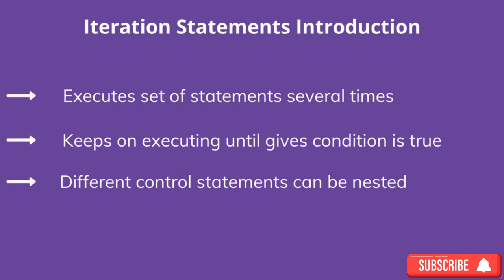So the condition is like the value of i, or whichever variable I am using, should be less than or equal to 100. As soon as the value exceeds 100, the loop must get terminated. So this is what is written here: keeps on executing until a given condition is true.